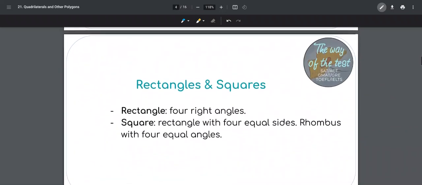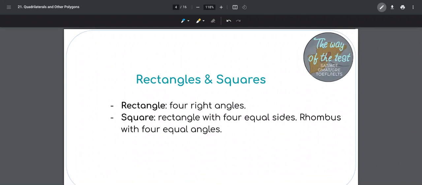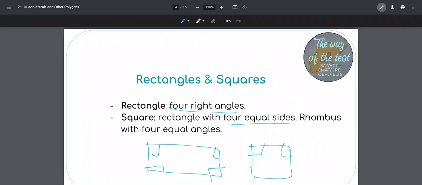What we care about in quadrilaterals, we mostly care about rectangles and squares. A rectangle is just a polygon with 4 right angles, and a square is a rectangle, a quadrilateral with 4 equal sides. Which means a rectangle is just any figure that has 4 right angles. And the square also has 4 right angles, which means the square is a type of rectangle, but it's a special rectangle that not just has 4 right angles, but also has 4 equal sides.